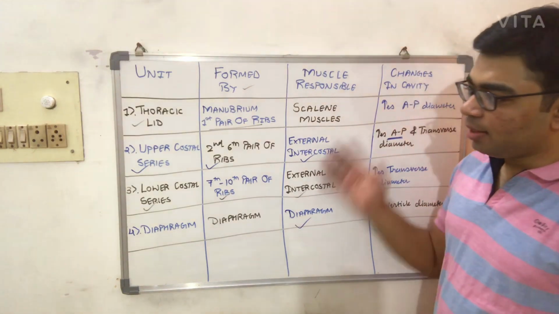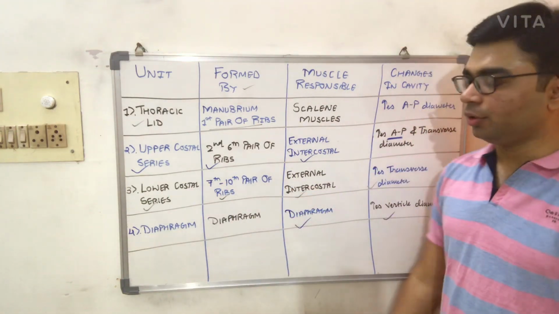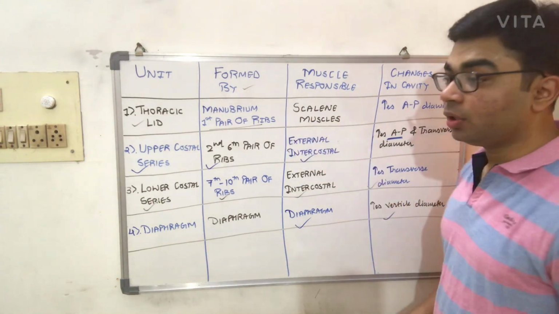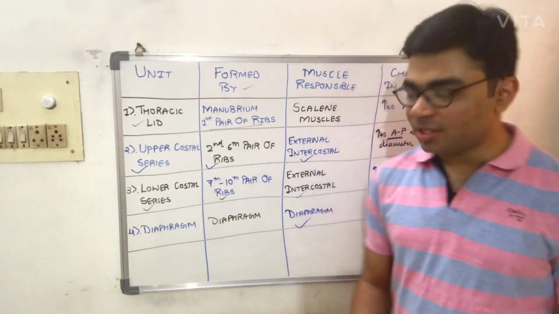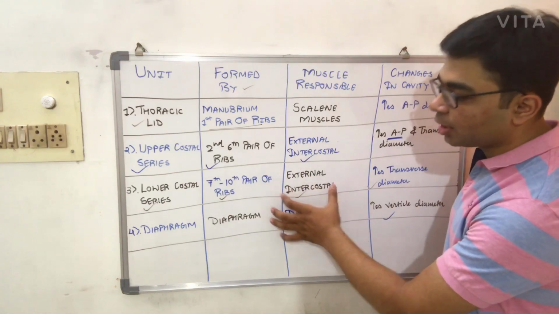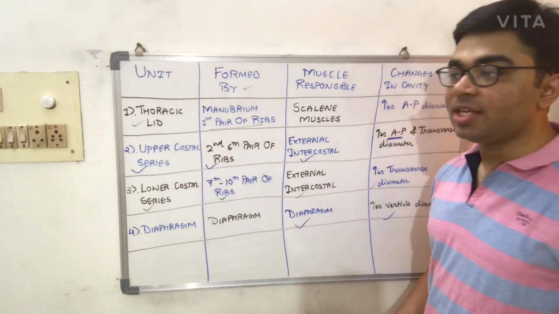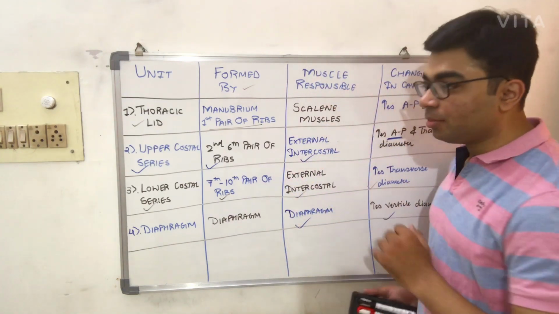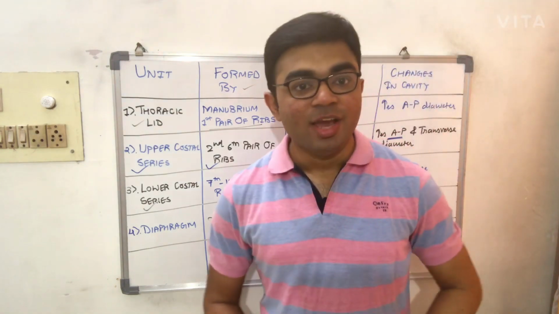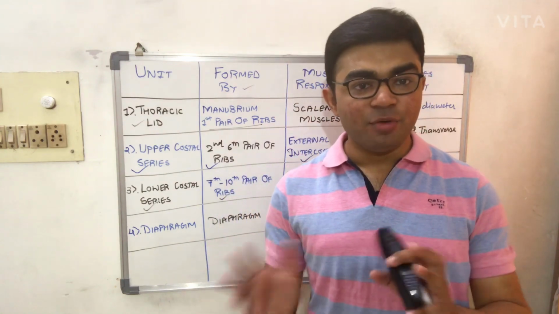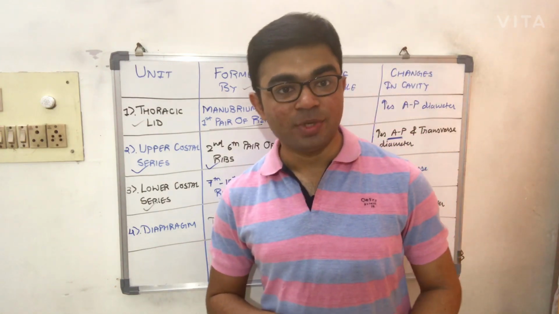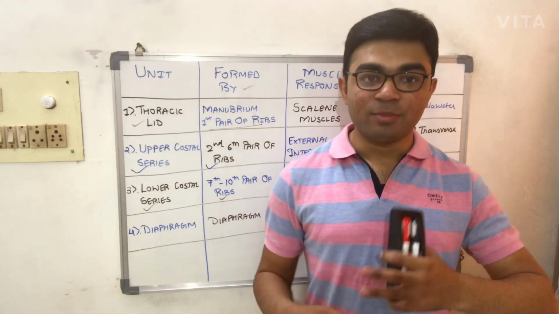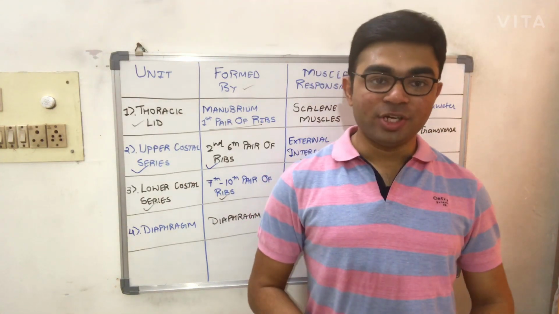Now in this chart you can focus on some of the muscles: the scalene muscles, which were accessory inspiratory muscles, the external intercostals for the upper and lower costal series, which were primary inspiratory muscles, and the diaphragm, which is also a primary inspiratory muscle. I think now you have got the idea about the mechanics of respiration. This is just the first part of the mechanics of respiration. Soon I am going to explain other points also.